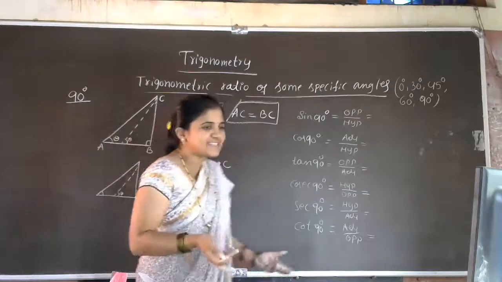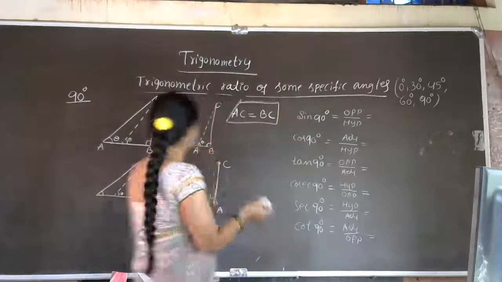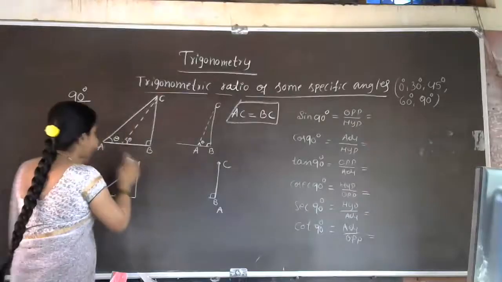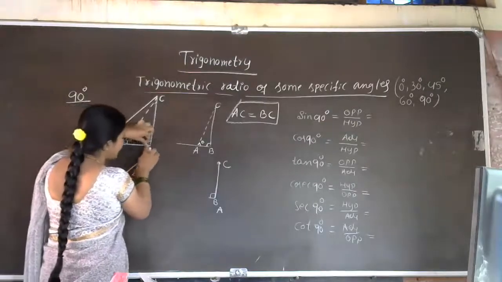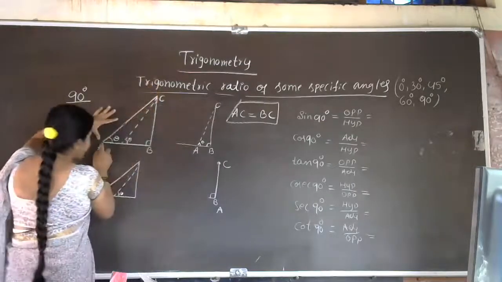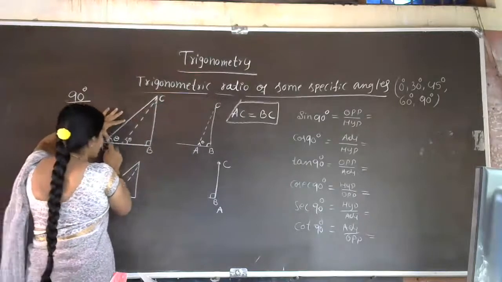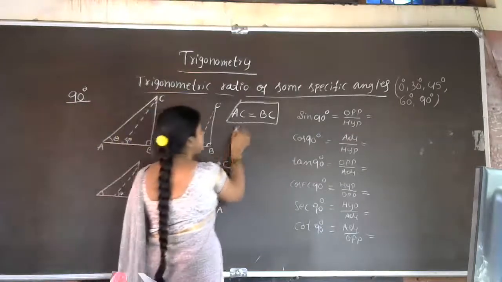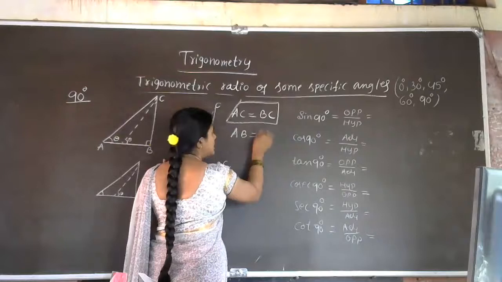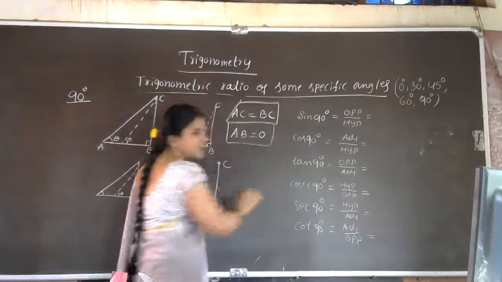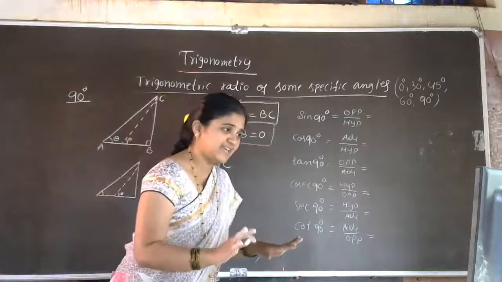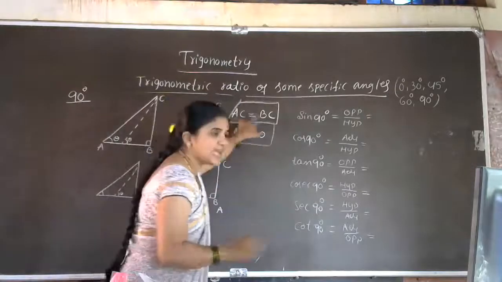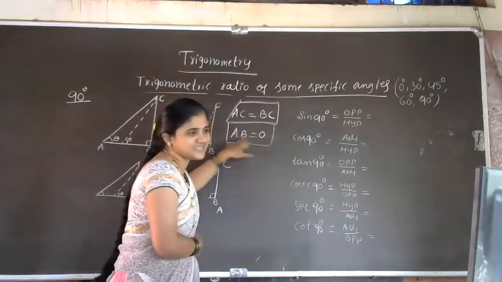Which distance is 0? Yes, AB is 0. AB is 0, because moving towards point A, it sits on point B. AB which is equal to 0. Got the idea now? If you work this out, the next steps are all very easy. Is that clear, students? AC and BC are equal, AB distance is 0.